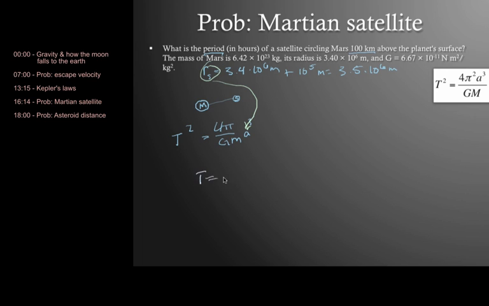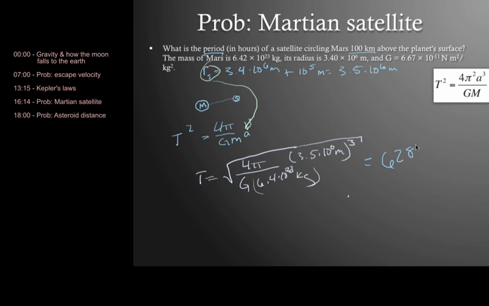So then T is going to be the square root of 4 pi all over G. I don't want to write that guy out. Mass of Mars, so this is 6.4 times 10 to the 23rd kilograms. And then now a is our 3.5 that we just figured out, and then we have to cube that. And we're going to get 6,287 seconds, or about 1.75 hours. So this is traveling at an incredible rate in order to orbit at this height.